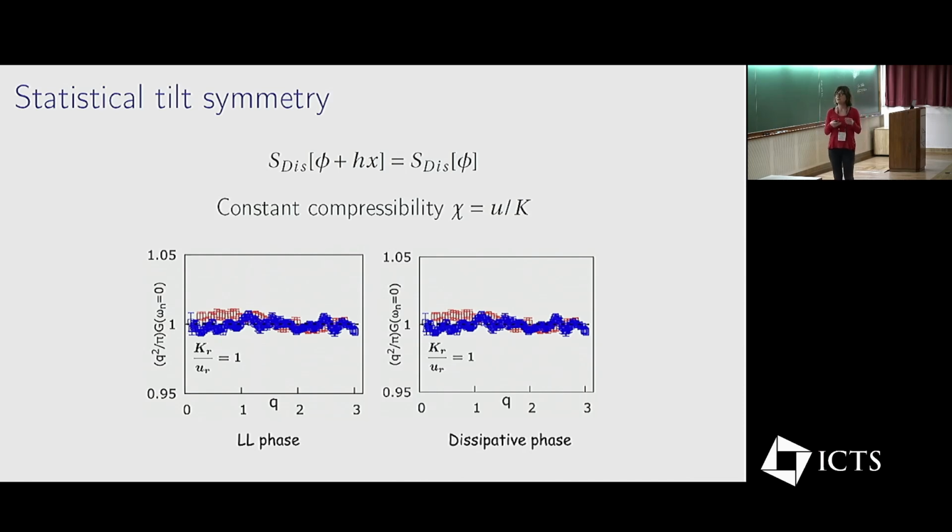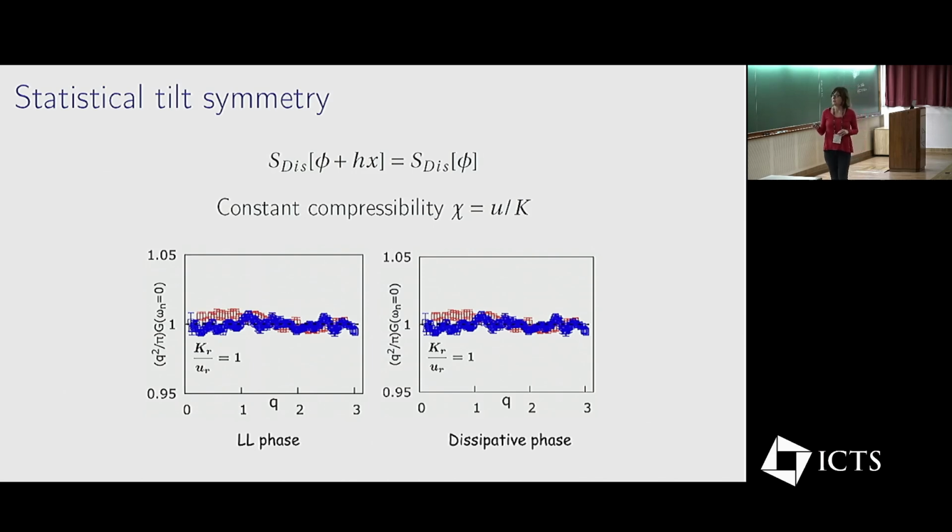the part of the action which describes the interaction with the bath. If you have your field phi and you apply a tilt along the x direction, the dissipative part is independent of this. And this tilt is what you would like to introduce with the bosonization when you want to change the density of the system. It's called in physics a statistical symmetry. And due to this property, the compressibility is untouched.